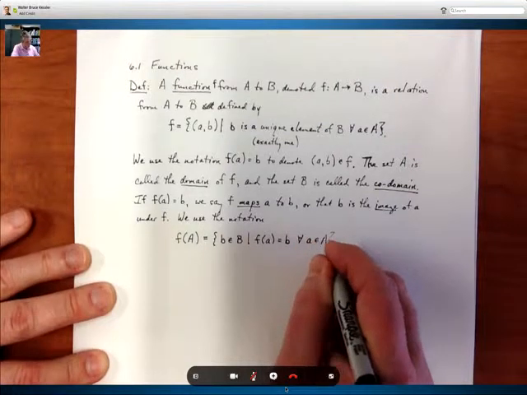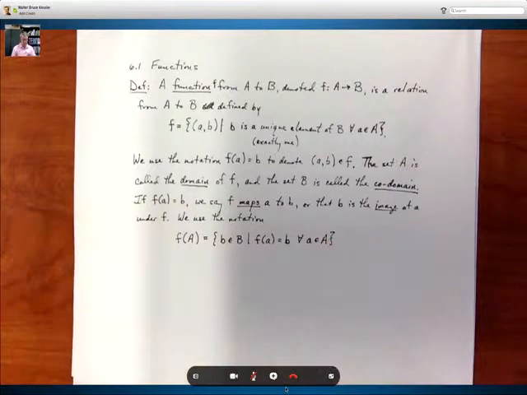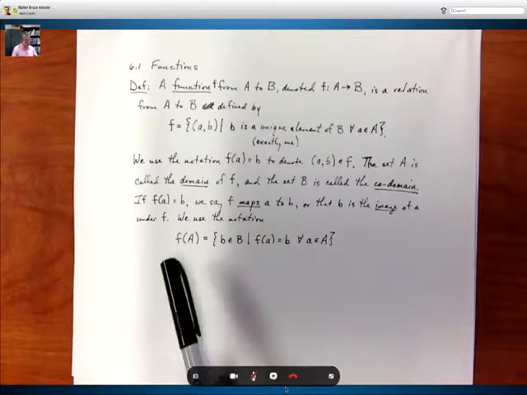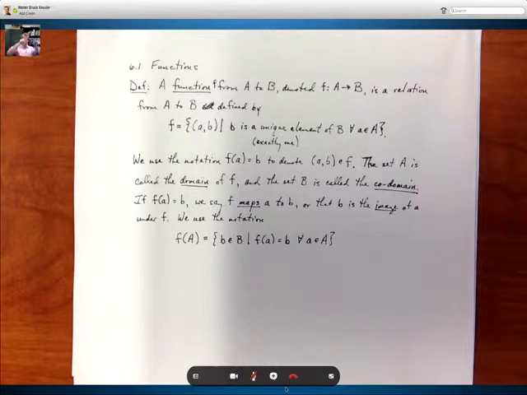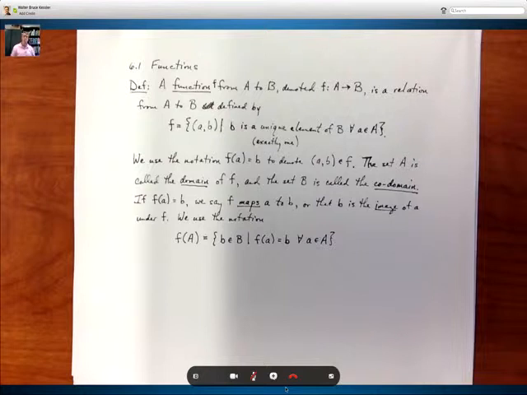For all A in the set A. So in other words, it takes every element of A and maps it to a collection of things in B that are the images of the set A. In fact, this is a set that we would call the image of the set A.